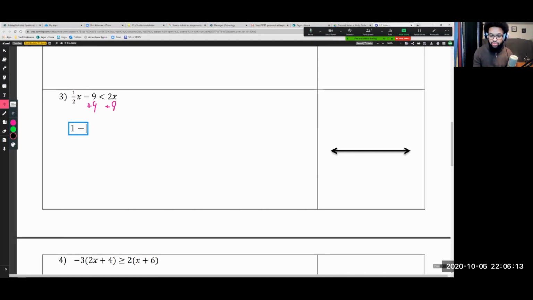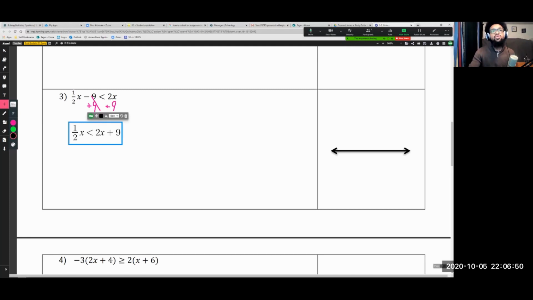We have this 1 over 2x, plus 9 minus 9 goes to 0. And then this 2x and this 9, those aren't like terms. So we just kind of write that out. 1/2 x is less than 2x plus 9. All right, remember, these are not like terms. These don't have the same variables or powers or anything like that. This is a 2x and this is just a 9. We are not going to combine those. That is not going to be 11x, all right? So be careful with that.